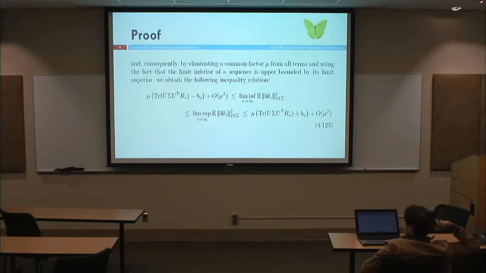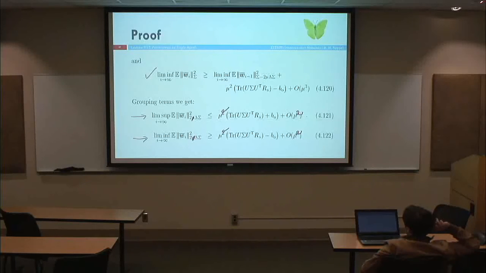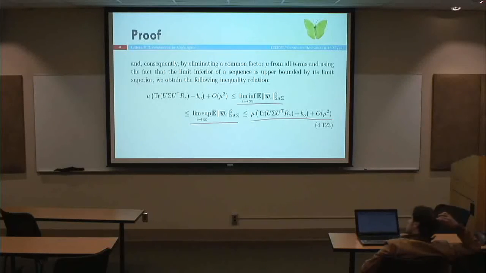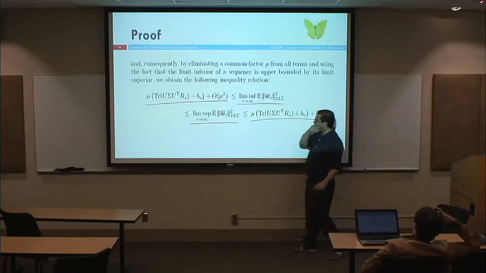So here it is. So the lim sup is upper bounded by that, which is the first equation. The lim inf is lower bounded by that, which is the second equation. So this is what we proved so far. Now I can get from this the MSD expression. How do I get the MSD expression?